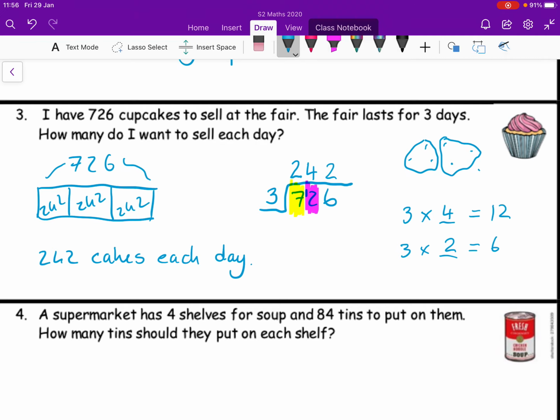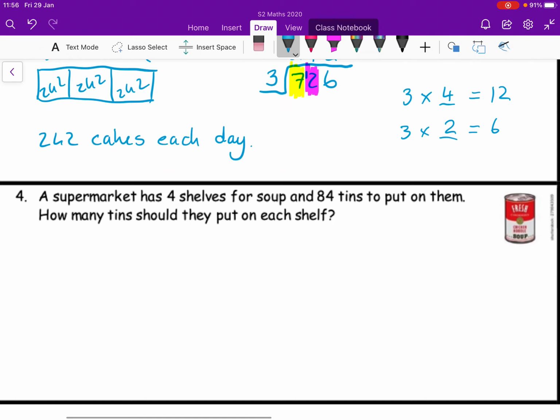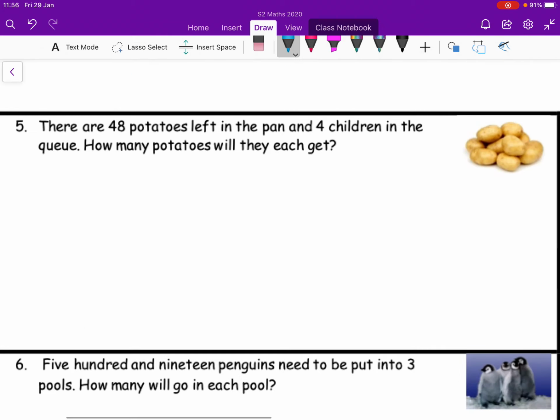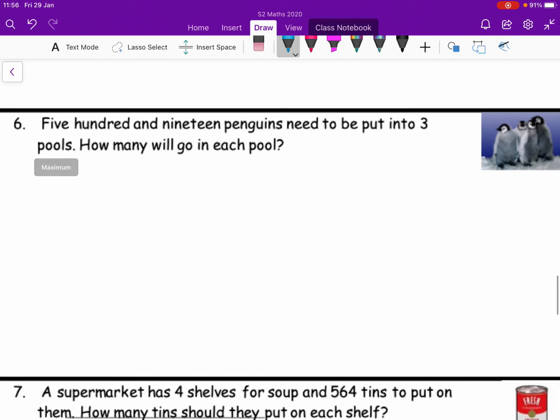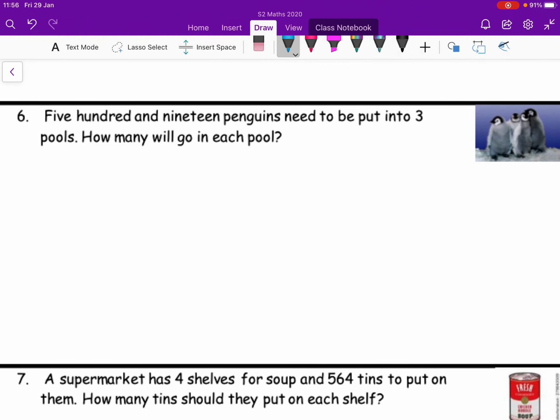So let's have a go. I'm going to skip a couple of these. I'm going to move on to, let me see, another one with a big number. Yeah, let's move on to this one. So it says there's 519 penguins need to be put into 3 pools. How many will go in each pool?